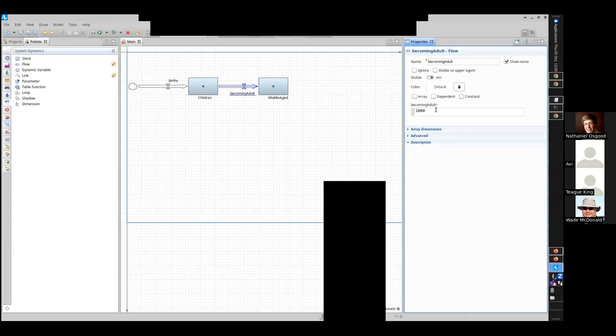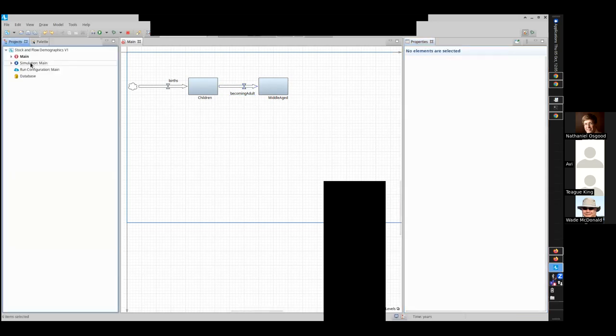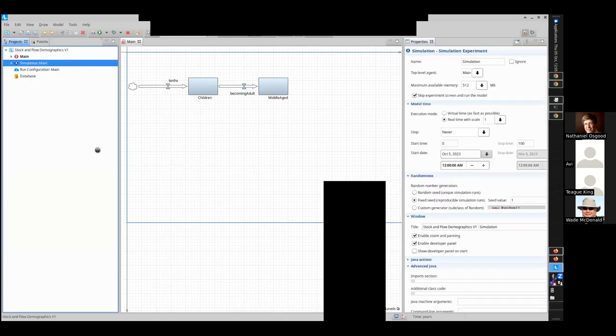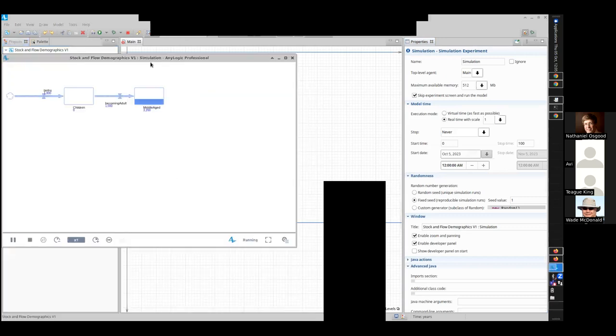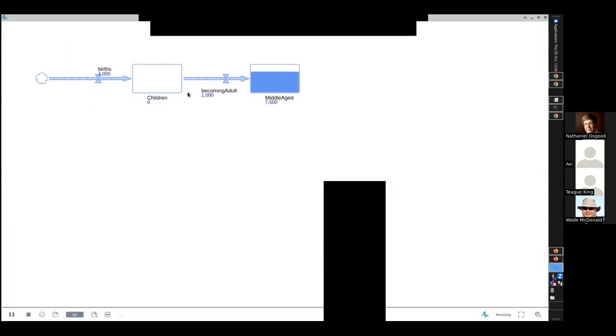Yeah, it'll be going up, right? Yeah. Good. Let's run this. Okay. That's awesome. And children, by the way, will remain the same. And what's the same? What value is it? Zero. Yeah.